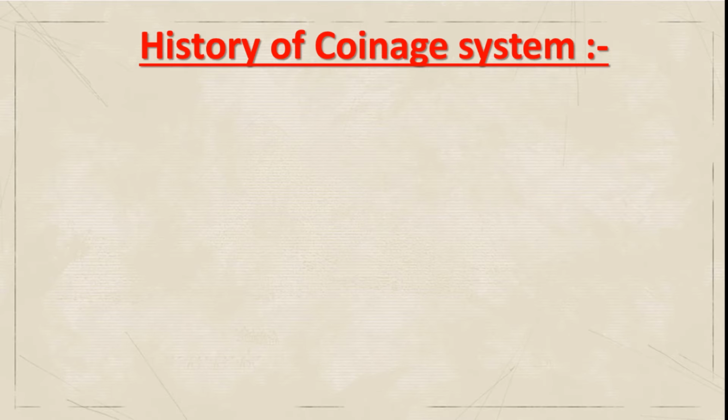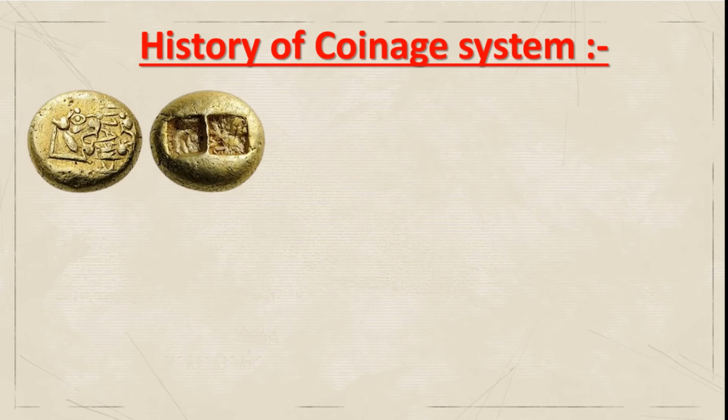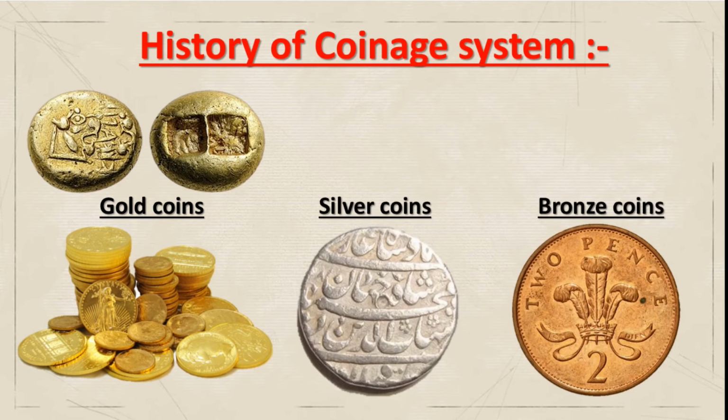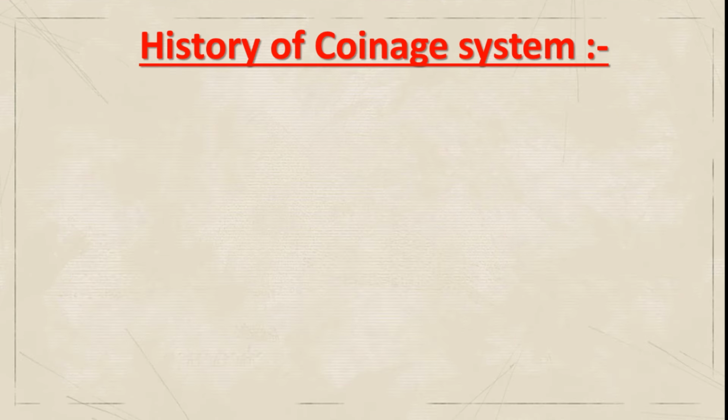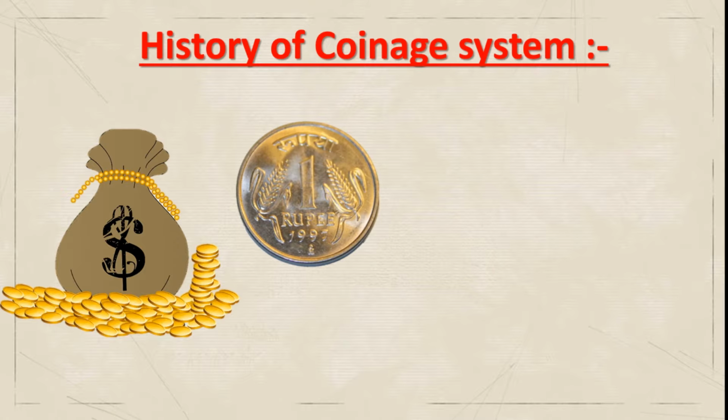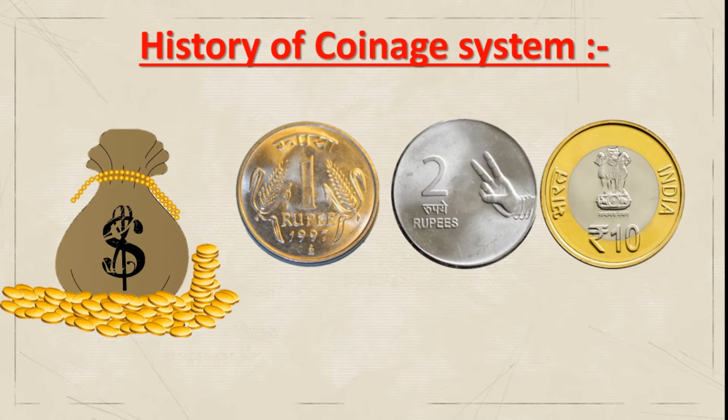The first coins in history were made of electrum. Electrum is an alloy of silver and gold. It also has some amounts of copper and other metals in it. Coins were then made of gold. Later coins were also made of silver, bronze and many other metals. As time went on, the value of goods increased and the transactions got bigger and bigger. So instead of paying many bags of coins to buy goods, the coins were assigned some values such as 1 rupee, 2 rupees, 10 rupees, etc.